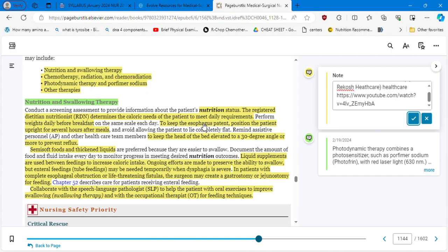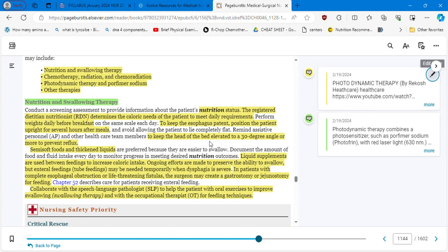To keep the esophagus patent, position the patient upright for several hours after meals. Keep the head of the bed elevated to a 30-degree angle or more to prevent reflux. Semi-soft foods and thickened liquids have to be included in the therapy. Liquid supplements are used between feedings to increase caloric intake.